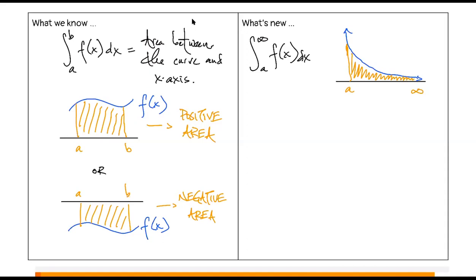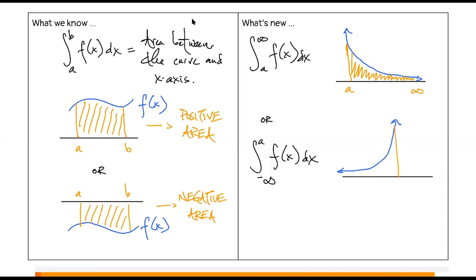Now, some of the questions might have infinity as our top bound, but some of them might have negative infinity as the bottom bound, like maybe we're looking at the left end behavior of something. If we were to think about a diagram that goes with this one, we've got the x-axis, we've got a function, and we have a stopping point, but our starting point is just negative infinity.